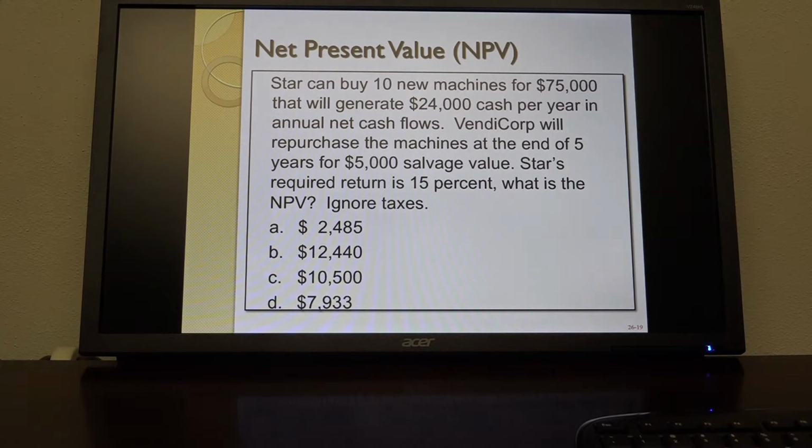All right, so here we have an example. Star can buy 10 new machines for $75,000 that generate $24,000 cash per year in annual net cash flows. Vindicorp will repurchase the machines at the end of 5 years for $5,000 salvage value. Star's required rate of return is 15%. What is the net present value? Ignore taxes. Well, that's a lot of information. So our net present value of outflow is $75,000.